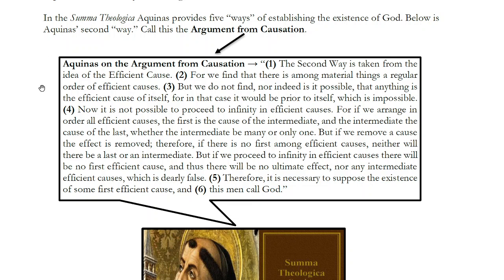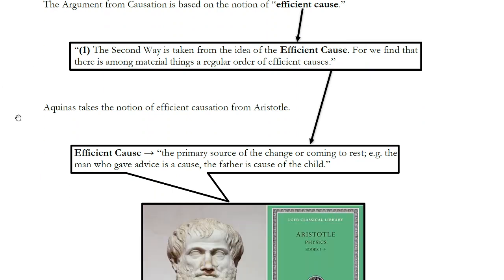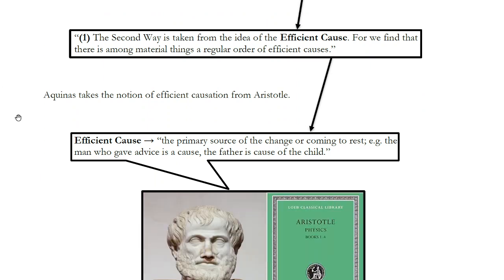I have the entire argument in this passage here, but instead of reading through, I want to break down each component of it. We'll take it step by step, and we'll get a full outline of how Aquinas reasons to the existence of God. So the first thing to notice is that at the very beginning of the argument, he says, the second way is taken from the idea of efficient cause. For we find that there is among material things a regular order of efficient causes.